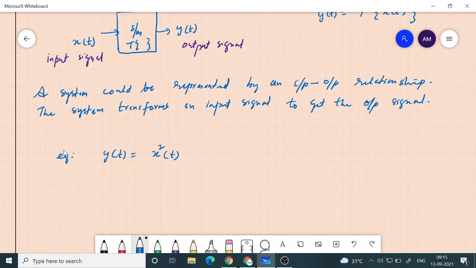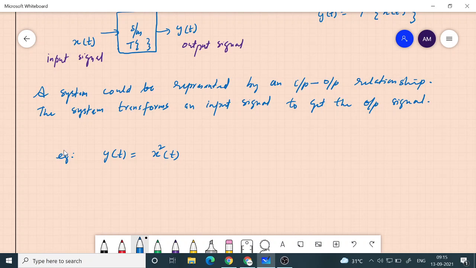Now why does it do something like this? That depends on what we want to perform on the signal, what operation or what kind of changes we want to make. Accordingly, we have to design the system. A system is used to manipulate or process the signal in order to enhance certain features or to compute certain quantities from the input signal and get an output.